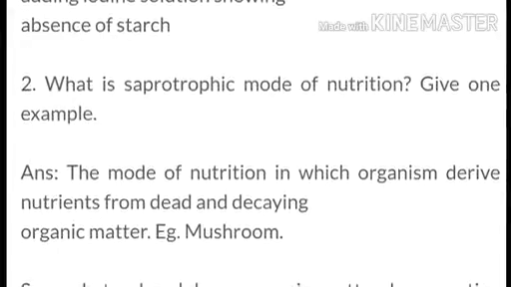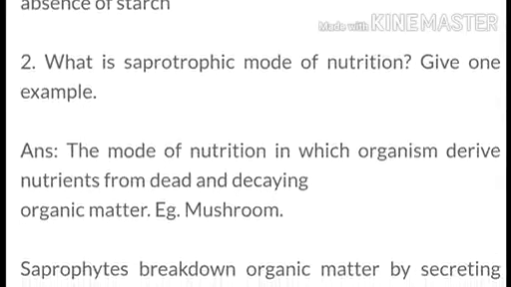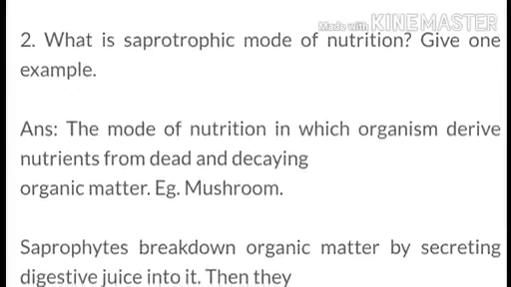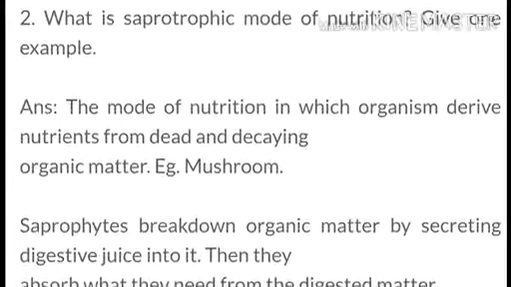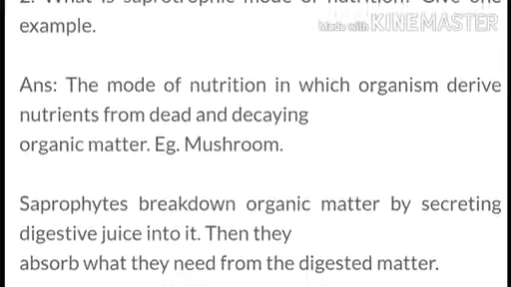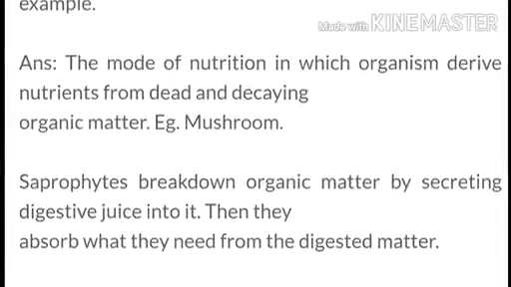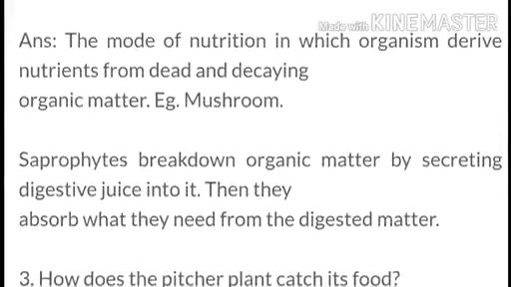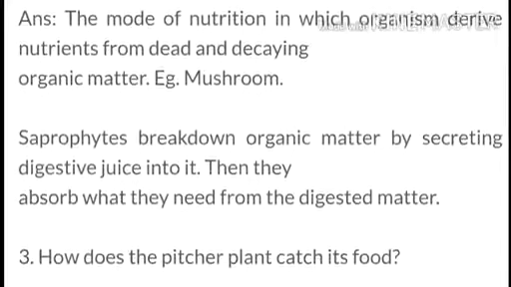Now saprophytes, in detail. Saprophytes break down organic matter by secreting digestive juice into it, then they absorb what they need from the digestion. So our definition is like that. We know very well saprophytes always absorb food in liquid form.